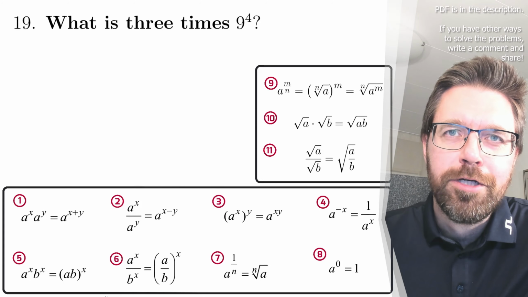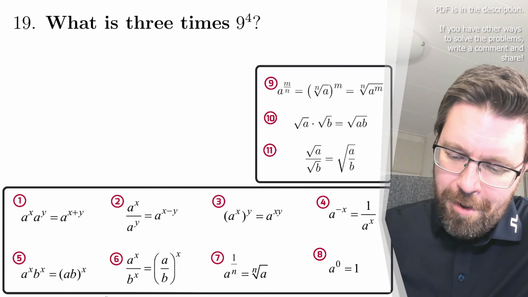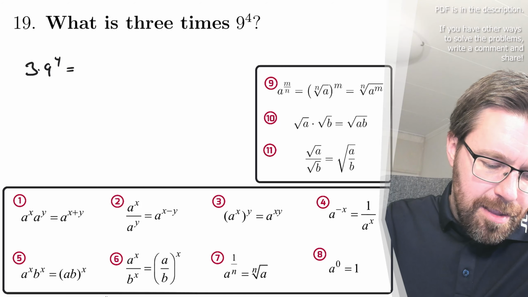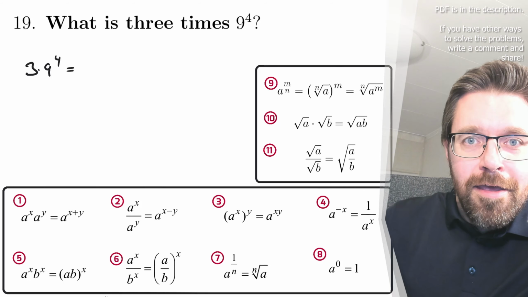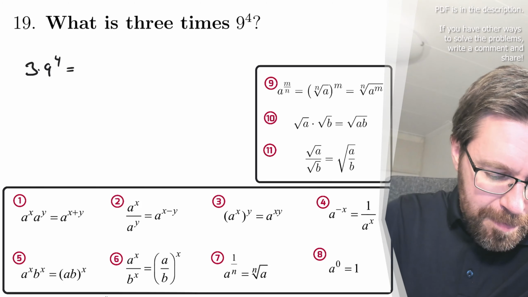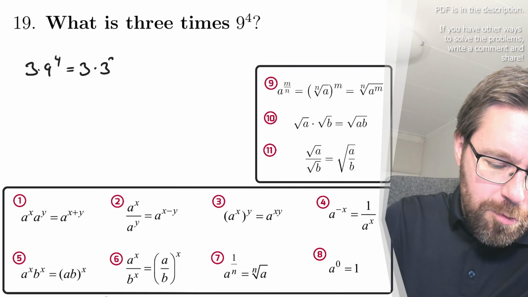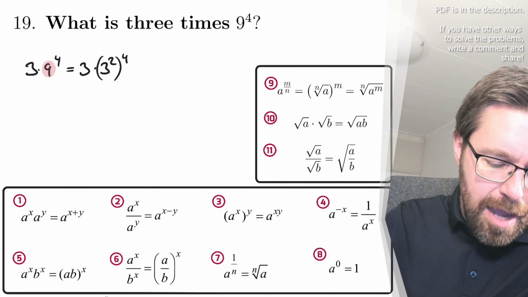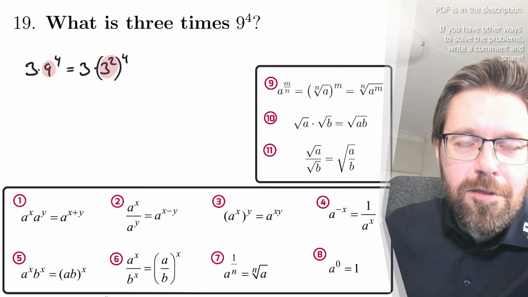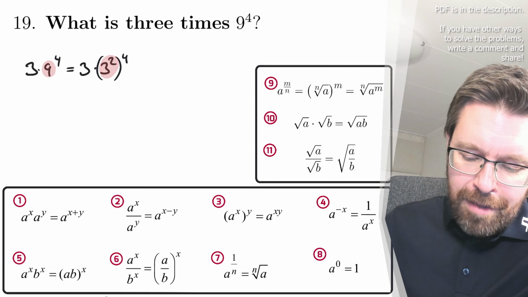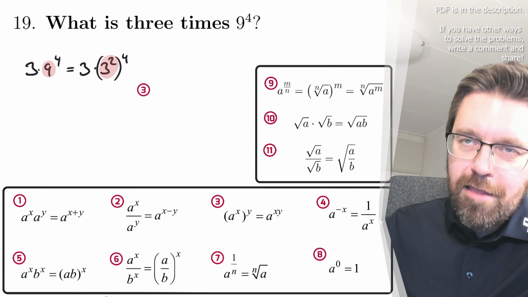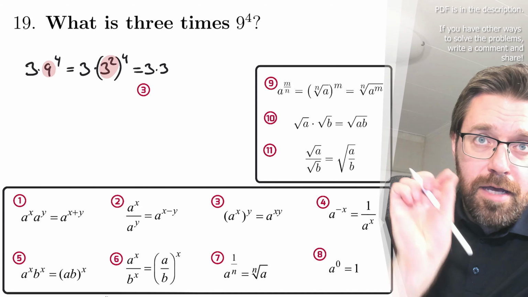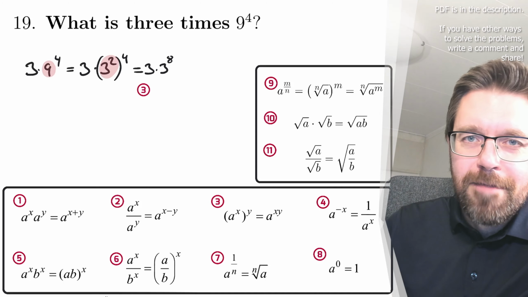Question 19. What is 3 times 9 raised by 4? So I will start with rewriting the number 9 with a power with a base 3. So I know that 9 equals 3 raised by 2. So the whole expression will be like this. So the 9 here, I replace it with 3 raised by 2. And then I use rule number 3 and multiply the exponents to each other. So 3 times 3 raised by, and 2 times 4 equals 8, like this.